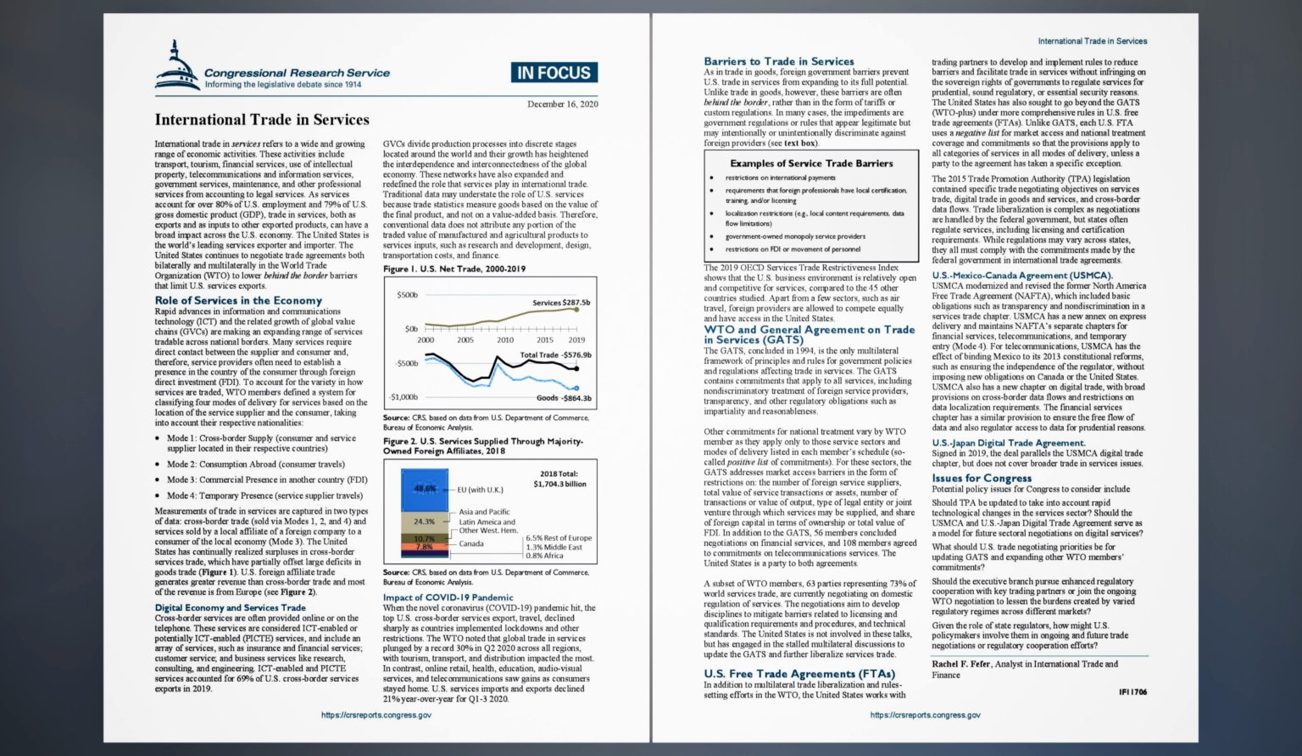Government-owned monopoly service providers. Restrictions on FDI or movement of personnel. The 2019 OECD Services Trade Restrictiveness Index shows that the U.S. business environment is relatively open and competitive for services, compared to the 45 other countries studied. Apart from a few sectors, such as air travel, foreign providers are allowed to compete equally and have access in the United States.